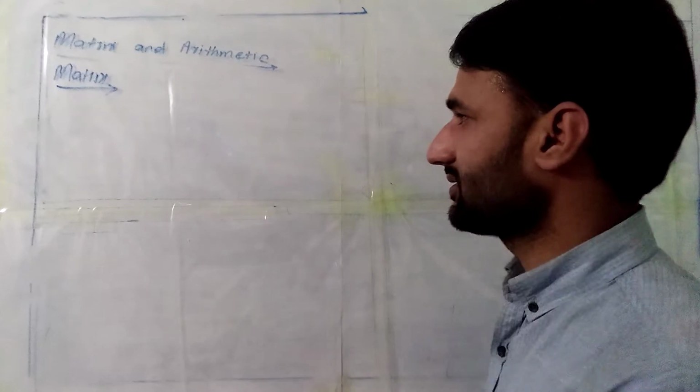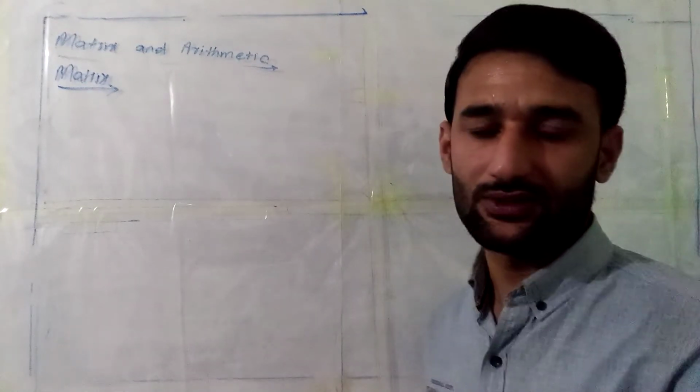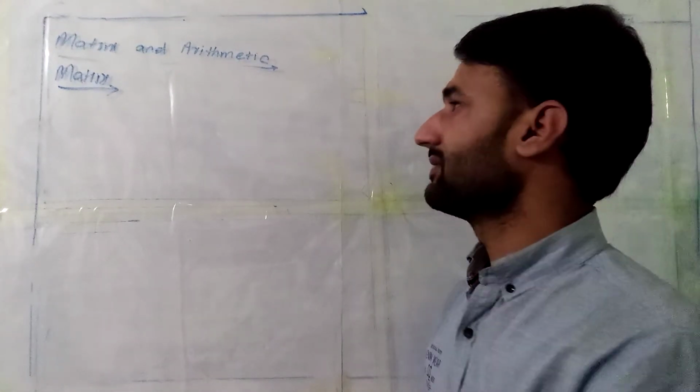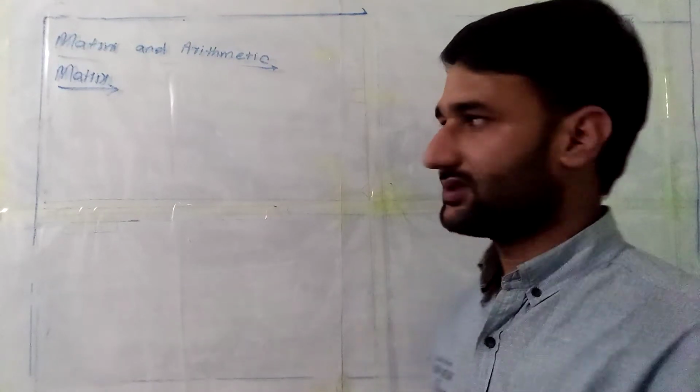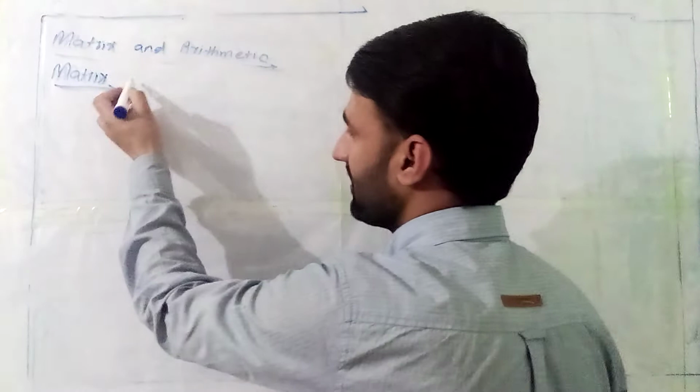Students, I'm going to discuss the second chapter, linear algebra. The topic is matrices and arithmetics. First of all, I'm going to discuss the definition. What is the definition of matrices?